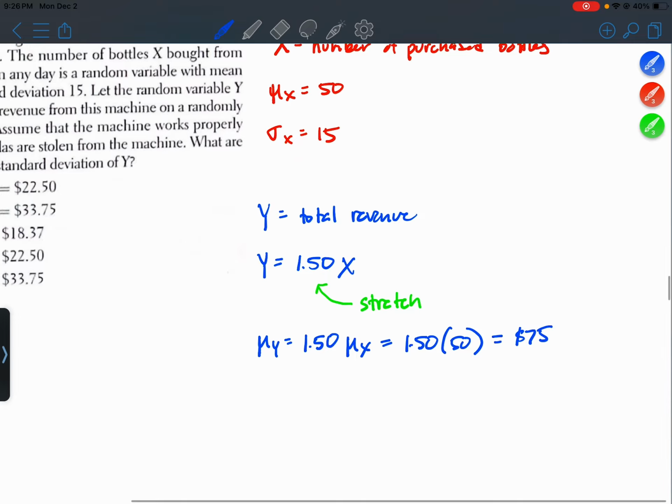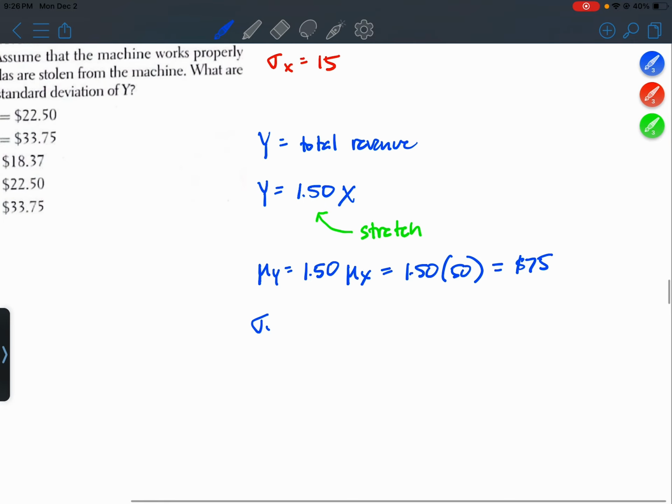The standard deviation of Y, well, remember, this multiplier is stretching the distribution out, so the variability is going to increase. By how much? Well, by the factor 1.5. So we're going to have 1.5 times the old standard deviation. So 1.5 times 15, which is 22.5.